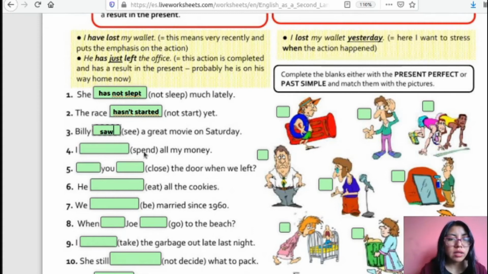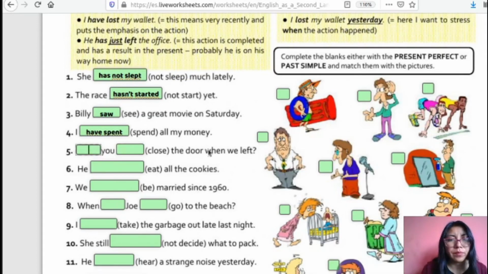Okay, I spent all my money. Okay, in this case I am speaking about an action that has a result in the present. Okay, so I am going to use I have spent all of my money. Pay attention, in this case I am using have because the subject is I and the verb is in past participle form. Okay, that is the past participle form of spent.